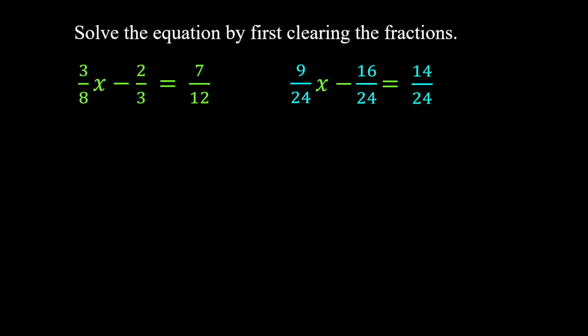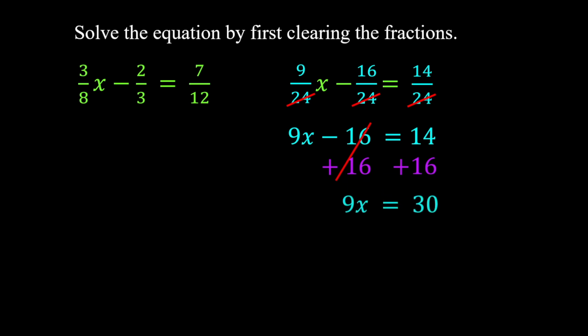Once they all have the same denominator, we can eliminate all the denominators using the multiplication property of equality. This gives us an equivalent equation, 9x minus 16 equals 14, which looks much easier to solve. Let's isolate x by adding 16 to both sides, resulting in 9x equals 30. Divide both sides by 9, isolating x. 30/9 can be simplified to 10/3, and as a mixed number, x equals 3 1/3.